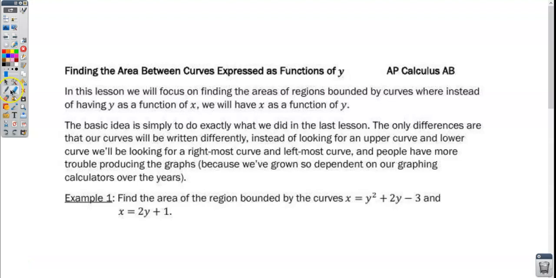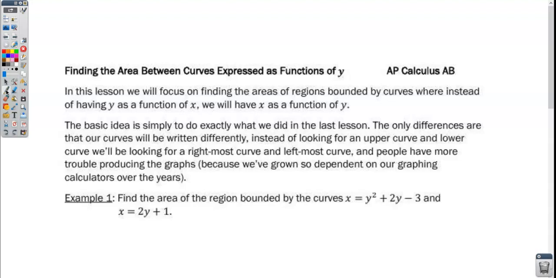In this video we're going to talk about information related to section 8.5 of AP Calculus, finding the area between curves expressed as functions of y. And really the whole idea for us here is pretty much identical to what it was when we were talking about finding the area between curves expressed as functions of x. The only difference is now we want everything to be in terms of y in our integrand.